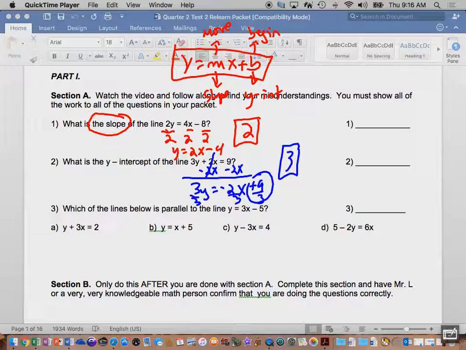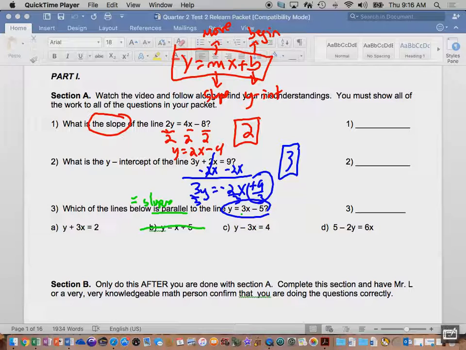Okay, next, which of the lines is parallel to y equals 3x minus 5? And there are 2 things you need to know in order to get this question correct. The first is that parallel lines have equal slopes. The second is that the slope of this line is 3. So I'm looking at these choices, and I want to know which of the lines has a slope of 3. Well, I know right away B does not. That has a slope of 1.